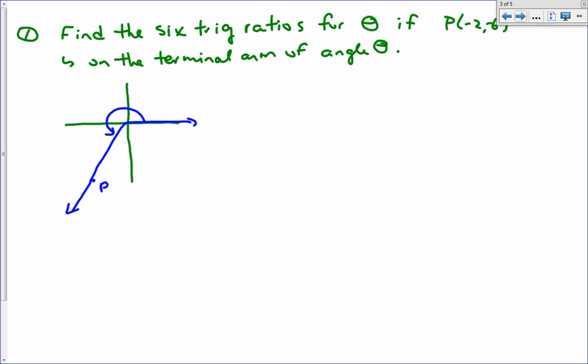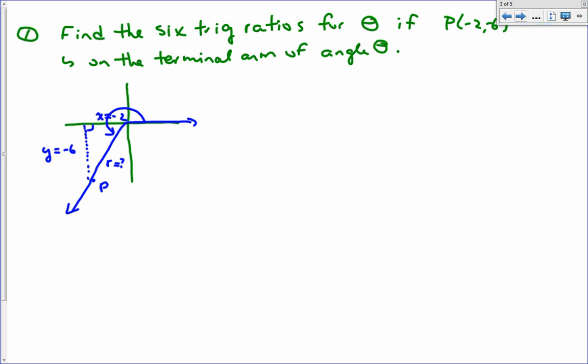So let's just put our vertical in here. So there's our x value, and x is -2. So we can say x equals -2. Our y value is -6. And we don't know the r value yet. Okay, so let's calculate that.